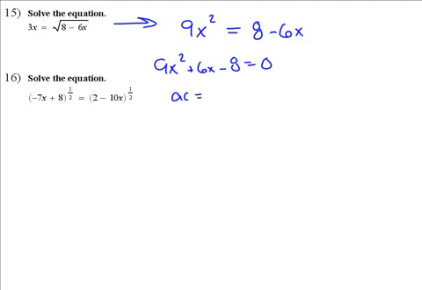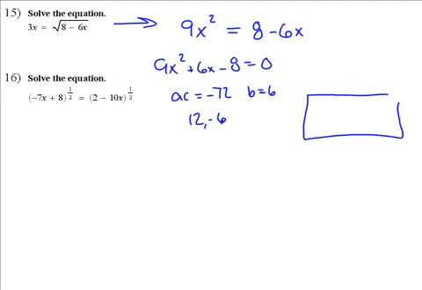A times C is negative 72. B is 6. We have to try to come up with two numbers that multiply to make negative 72 but add up to 6. If you work with this a little bit, you'll find that 12 and negative 6 do that for you. 12 times 6 is 72, positive times negative is negative, and 12 plus negative 6 actually is 6. So from there, that's the AC part of the method. We'll go ahead and do the box now, the AC box method.